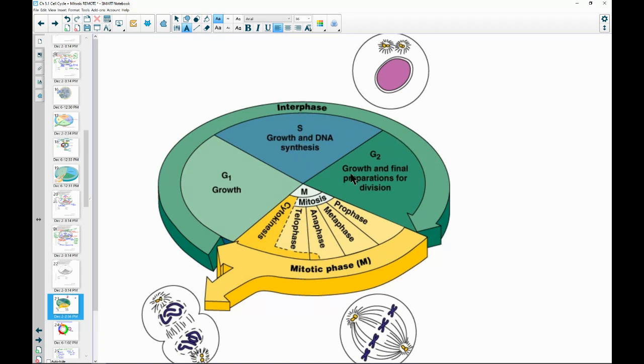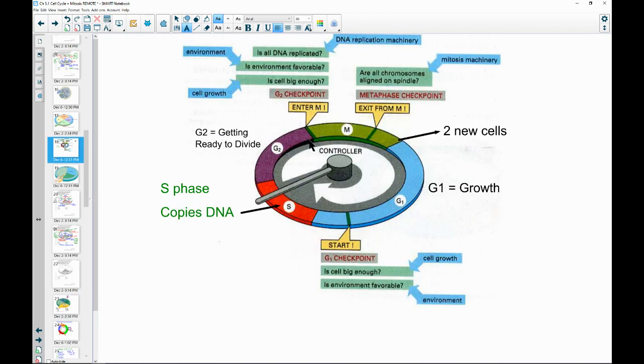And then it will continue to grow, and it's going to get its spindle fibers, organelles. It's going to just start doing final preparations of getting ready. There are checkpoints along the way. So if we come back over to here, this one shows some of our checkpoints.